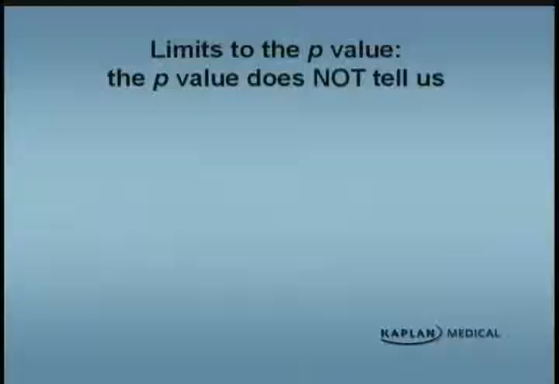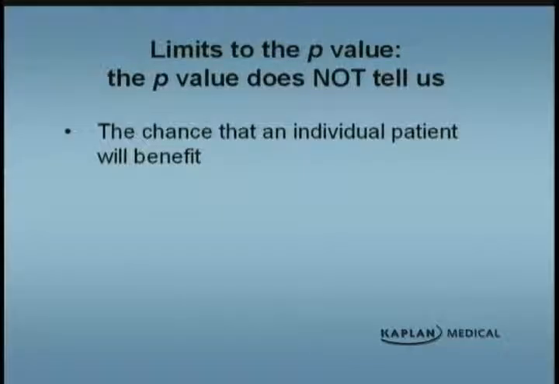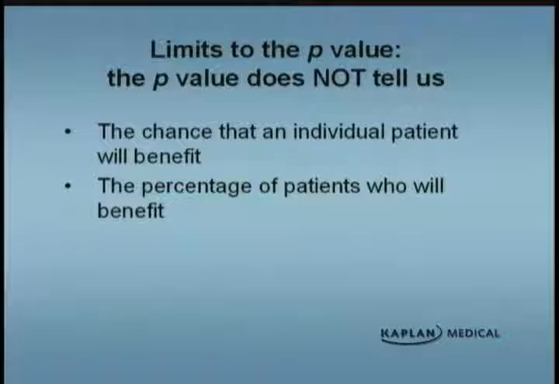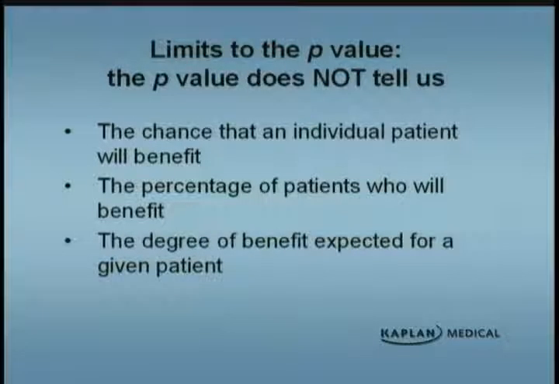Those of you who were thinking about the p-value, p equals 0.02, and thinking about telling the patient there's a 98% chance you'll benefit, that's absolutely wrong. You can't get that from the p-value. The p-value tells us statistical significance only. It does not tell us the chance an individual patient will benefit. It does not tell us the percentage of patients who will benefit. It does not tell us the degree of benefit expected for a given patient. All the p-value tells us is the chance that we're wrong if we reject the null hypothesis.